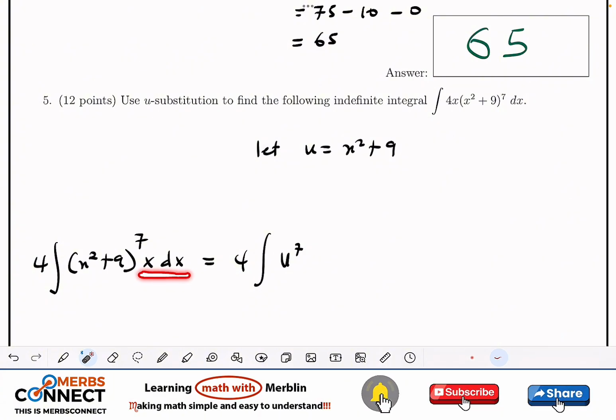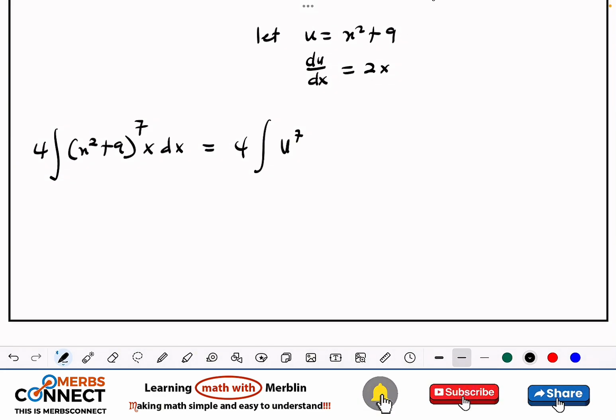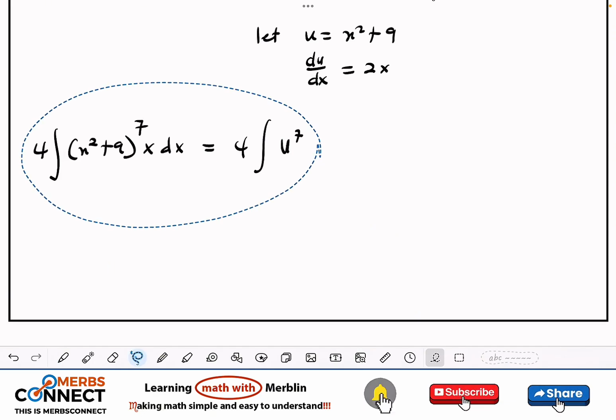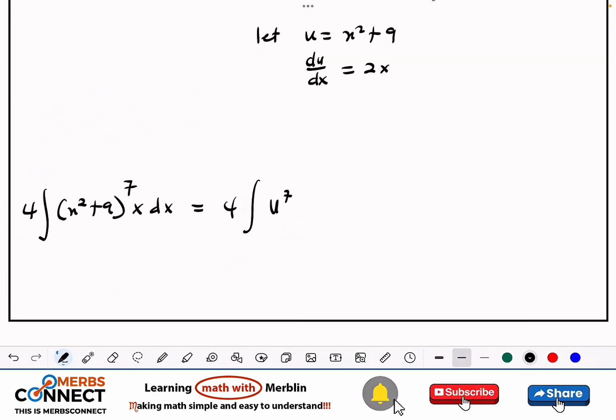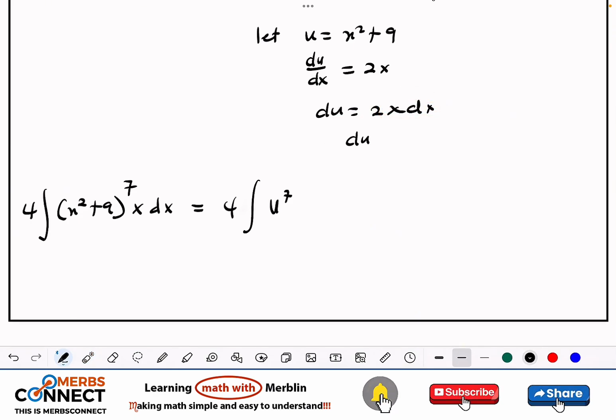I need to go and figure out x dx. For us to do that, I need to differentiate my u. du over dx is equal to, when I differentiate this, 2x. Let me just bring this guy down small. Now make the du the subject. So du will be equal to 2x dx. We need x dx, not 2x dx, so I need to divide through by 2. So I'm going to have du over 2 is equal to x dx.